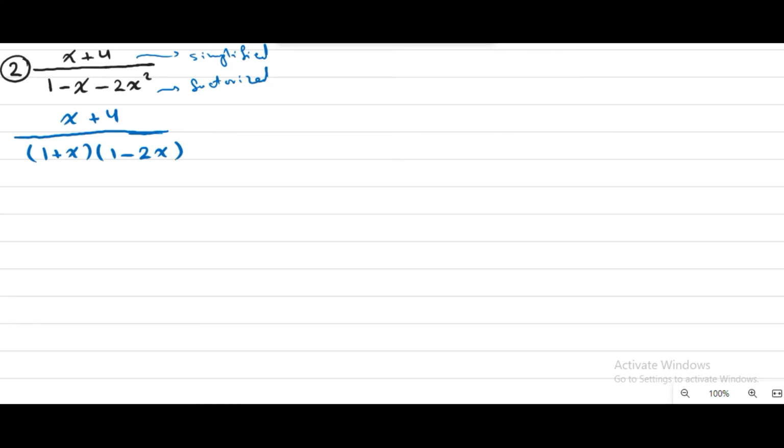Here we can see that we have two factors, both linear, so this expression will be with two fractions because we have two factors. The first one is 1 + x, the second one 1 - 2x. The first one is linear, so the numerator will be one letter. The second one is linear, so also one letter. For both we write only one letter because the denominator is a linear expression.